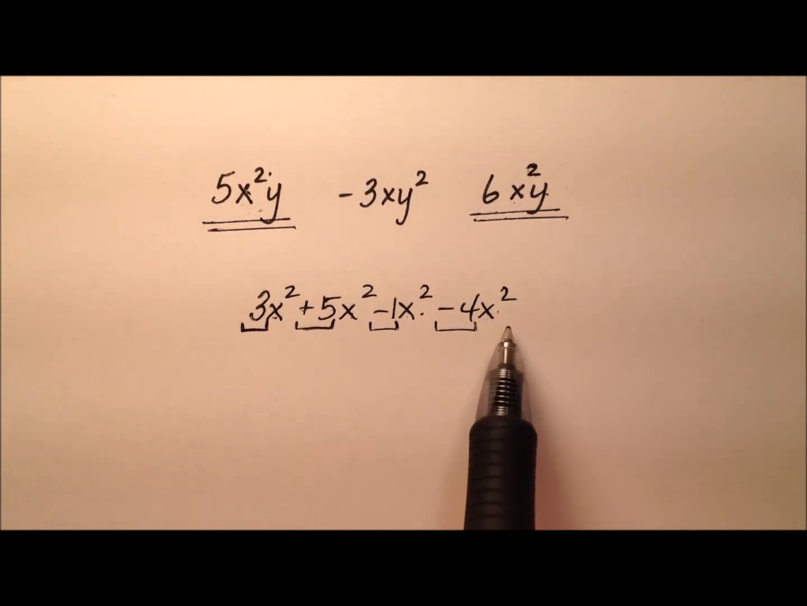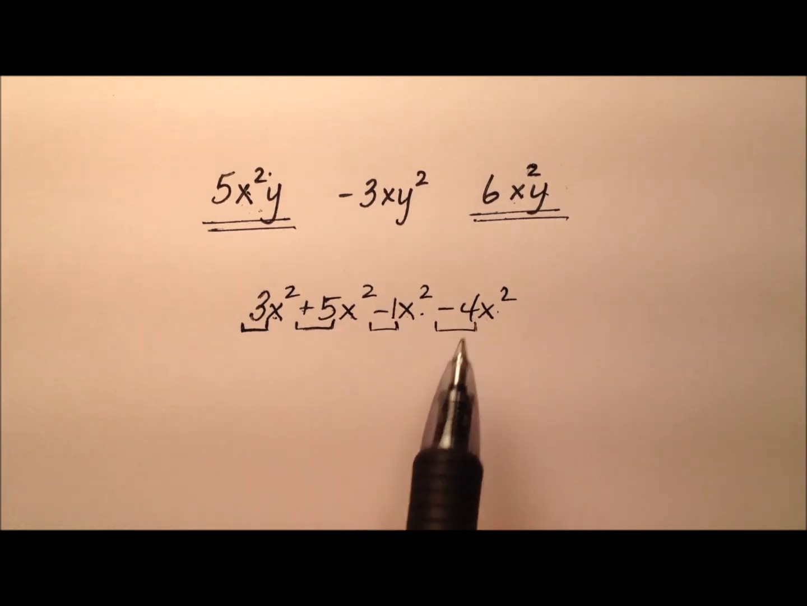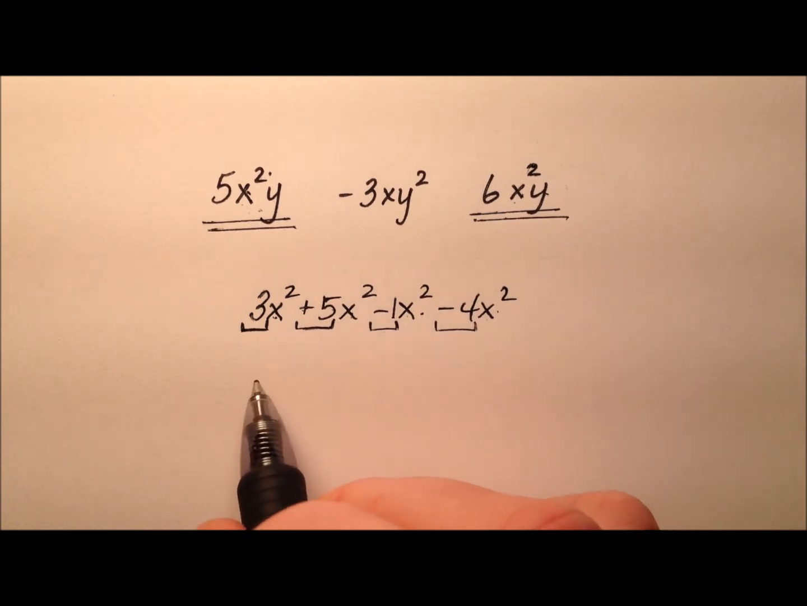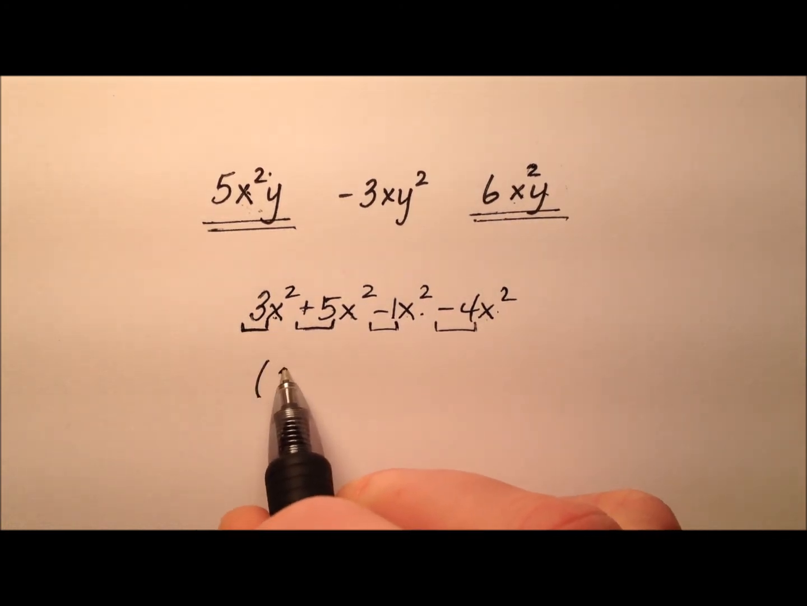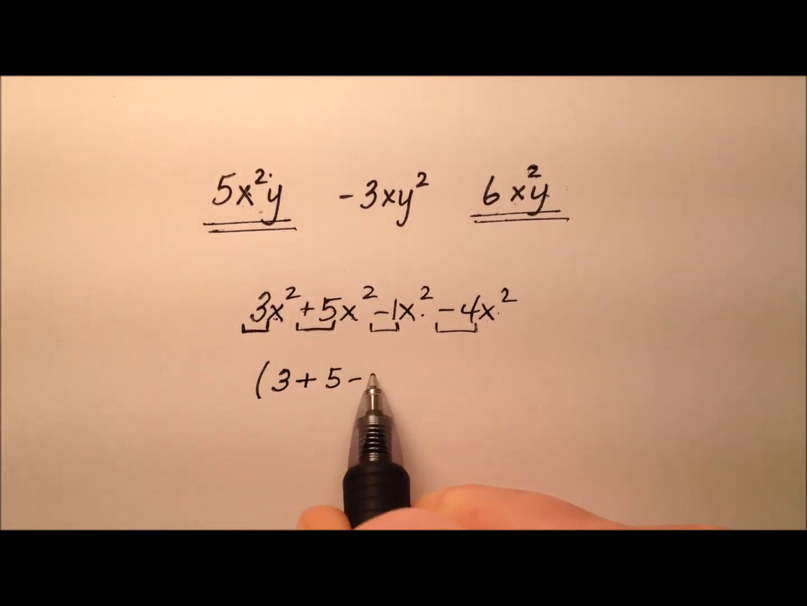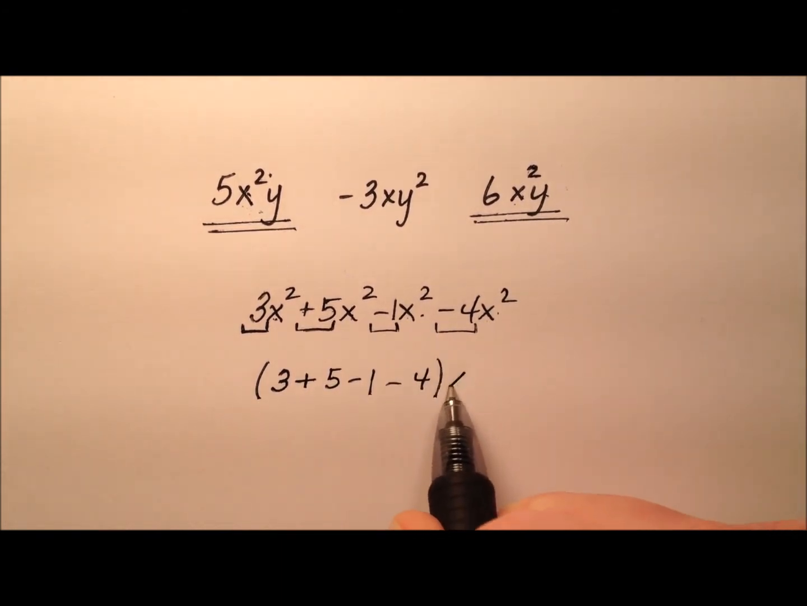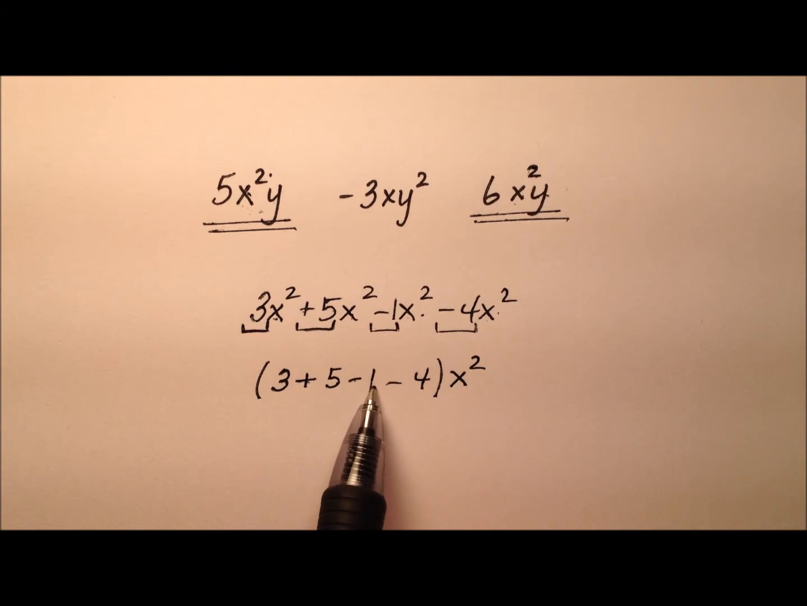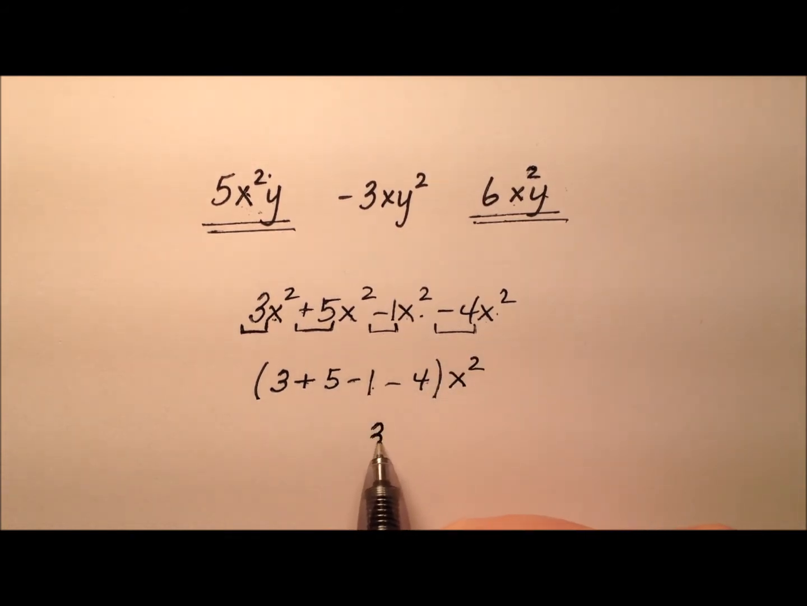So when I'm combining these, I'm really focusing on adding and subtracting their coefficients because all of them I already know are like terms. So one way you can write this is by focusing solely on the coefficients, 3 plus 5 minus 1 minus 4, and all of those terms are x squared terms. So 3 plus 5 is 8, minus 1 is 7, minus 4 more is 3, and then the x squared comes along. So this would be the simplified version for this expression.